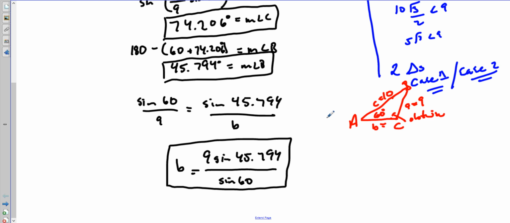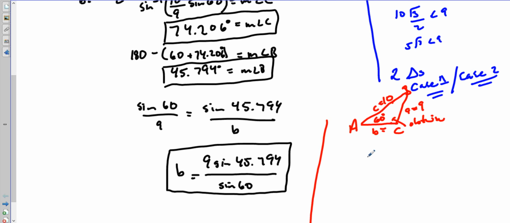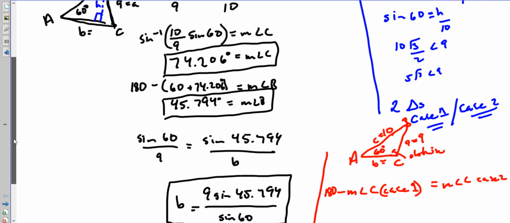From here, if you recall in my previous video, to figure out the measure of this new angle C, this obtuse one, we take the measure of angle C from case 1, and we realize they are supplements of each other. We subtract it from 180 degrees, and that's going to give us our measure for angle C from case 2. So we would simply take 74.206 degrees minus 180, and that's going to give us a new value. Put that in your calculator and figure that out.